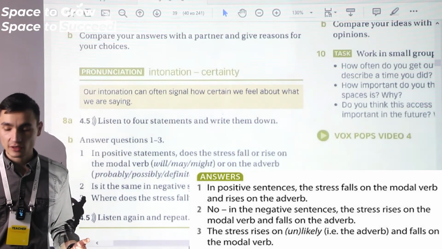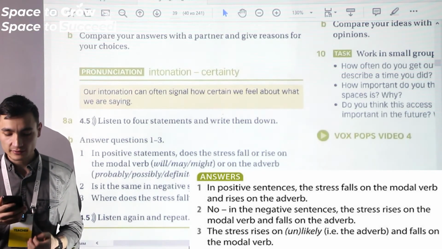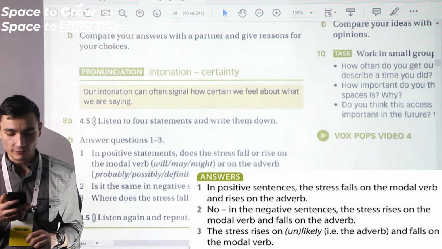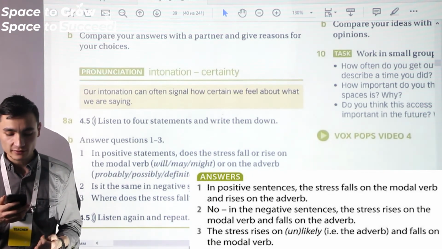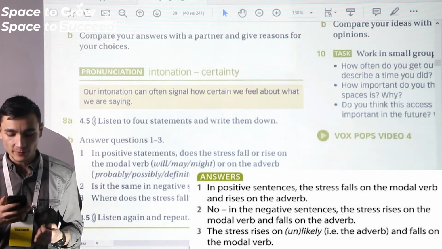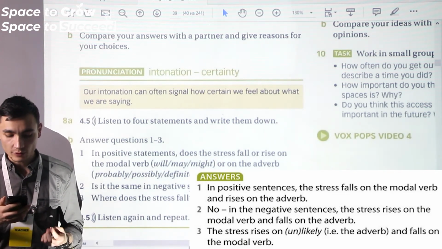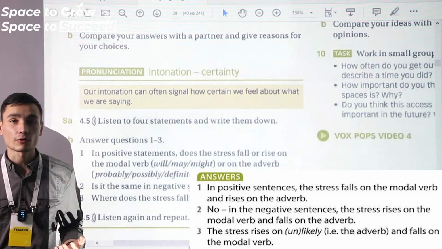And now let's check the answers. 1. In positive sentences, the stress falls on the modal verb and rises on the adverb. 2. No, in negative sentences, the stress rises on the modal verb and falls on the adverb. 3. The stress rises on unlikely, likely, for example, adverb, and falls on the modal verb.